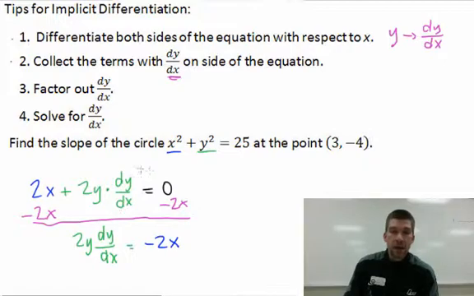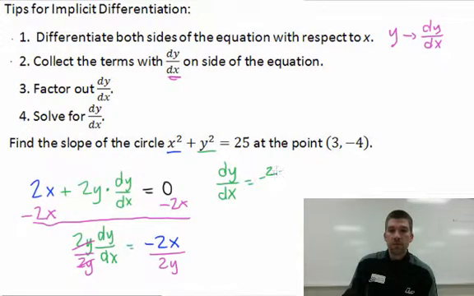And then how do I get dy dx all by itself? I divide both sides by the 2y. And when I divide both sides by 2y, what happens? These cancel out. So dy dx is equal to negative 2x over 2y. All right. Now find the slope of the tangent line at that point. Well, dy dx is my slope.